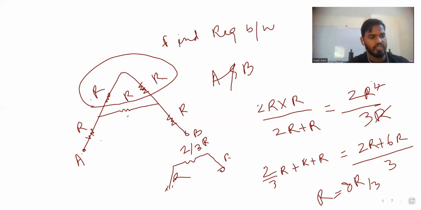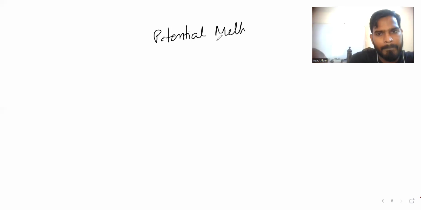Hope you guys got it. So in this way, we can find current. Now let's see another question. One type of question is this. Now let's see another type of question, the potential method to solve the circuits. Let's see this type of question.